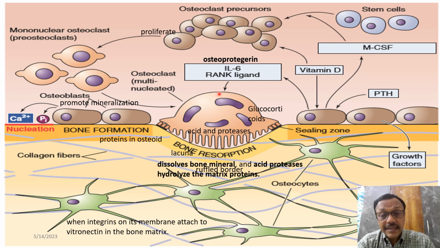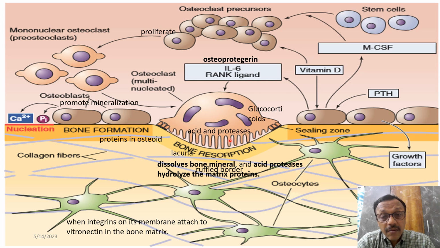Okay, now when these RANK ligands combine with this RANK receptor on the cells, there is increased activity within these cells. What is the increased activity? These cells have a protein. What is the name of the protein? These are the integrins proteins over here, and on the surface of the bone we have vitronectin protein. Okay, now these proteins combine, and there is a separate formation of a chamber over here.